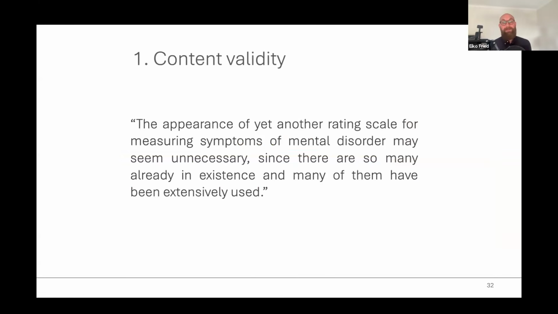There's a quote here by a famous person, and this famous person wrote, "The appearance of yet another rating scale for measuring symptoms of mental disorder may seem unnecessary, since there are so many already in existence and many of them have been extensively used." Now, would anybody know who wrote this or who said this?